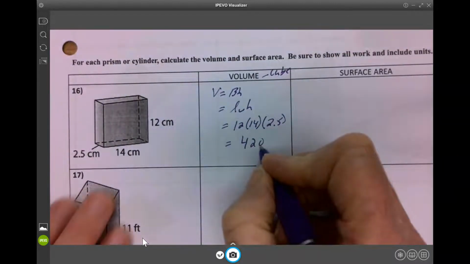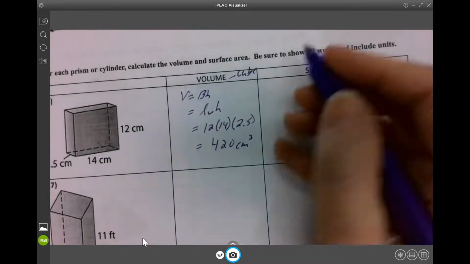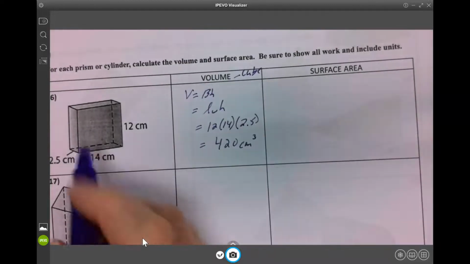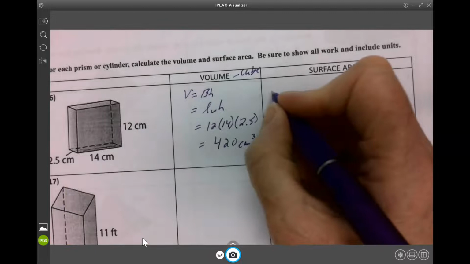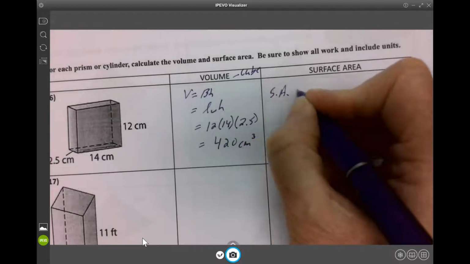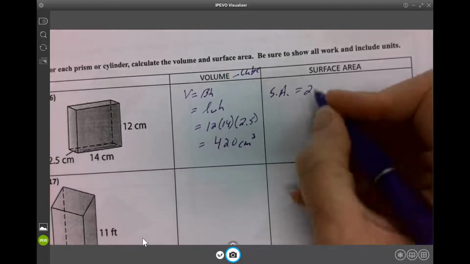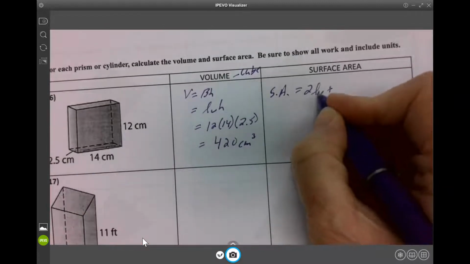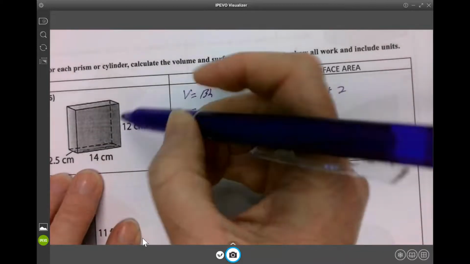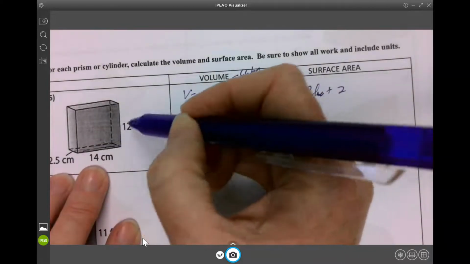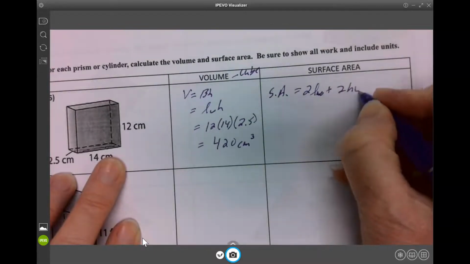So this is 420 centimeters cubed. Okay? To find surface area, what I want to do is remember that I'm going to have this bottom rectangle. And I have two of those. I have a bottom and a top, so I'm going to take 2 times length times width. And that's my bottom, then I'm going to go front. That's going to be, again, height times width.